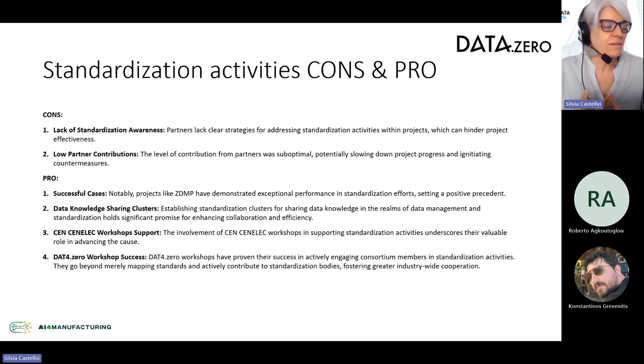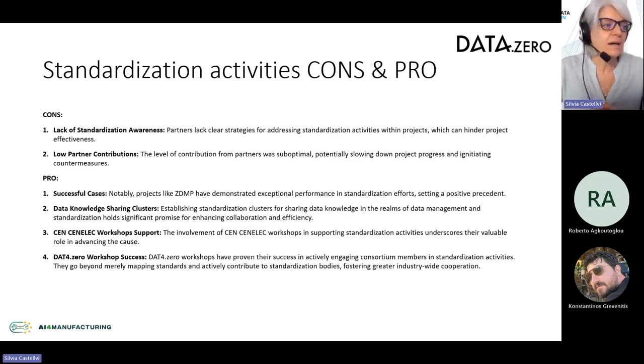And also in the field of manufacturing, there are several CEN-CENELEC workshops, and from Dat4.Zero we are contributing to a CEN-CENELEC workshop on zero defect manufacturing. So this is one of the standardization bodies, committees, that we plan to liaise with in order to share the recommendations and best practices from the projects.